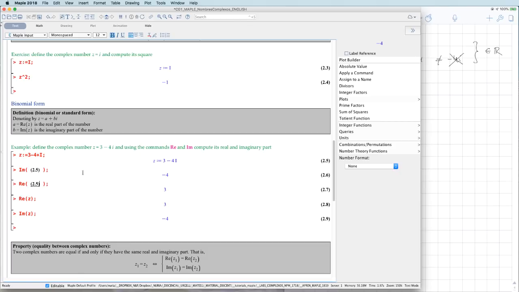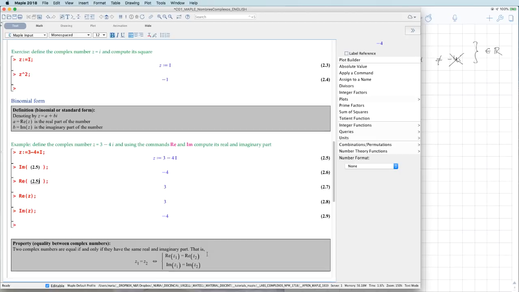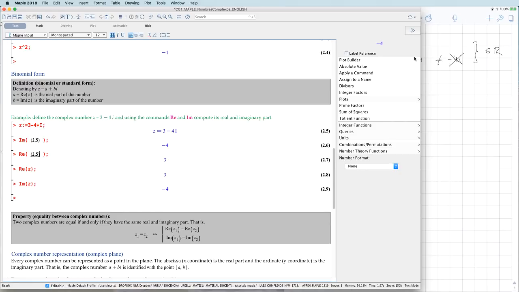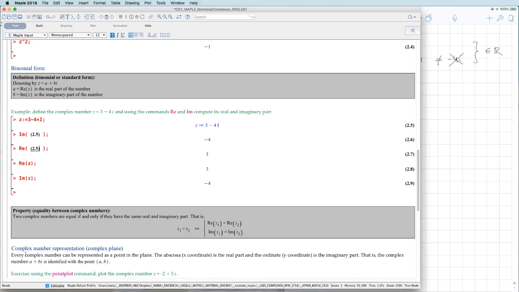The important thing is that two complex numbers are going to be the same when the real part is the same and the imaginary part is the same. So this is easy. And a very important thing is that any complex number can be represented, or is associated to a point in the plane. So the abscissa, the x-coordinate, is going to be the real part, and the y-coordinate is going to be the imaginary part. That is, if we have a number a plus bi, it's going to be identified with the point a, b.